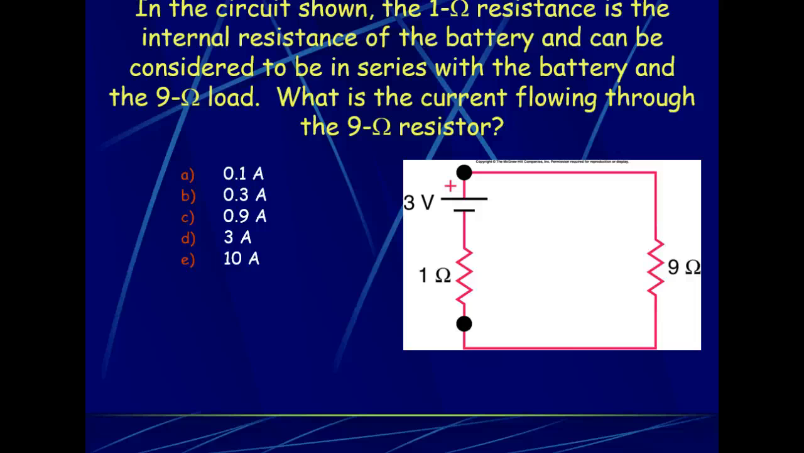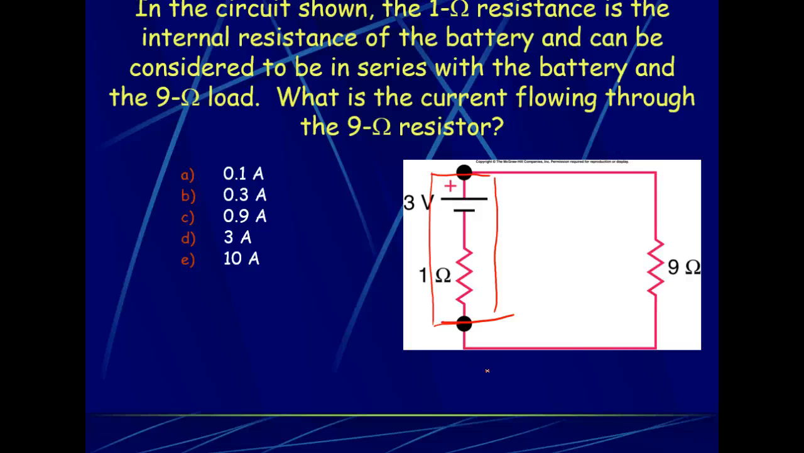So here we have a battery. This is an example of showing a battery with an internal resistance. And this internal resistance is 1 ohm. And we want to know what the current is that's flowing through the 9 ohm resistor.